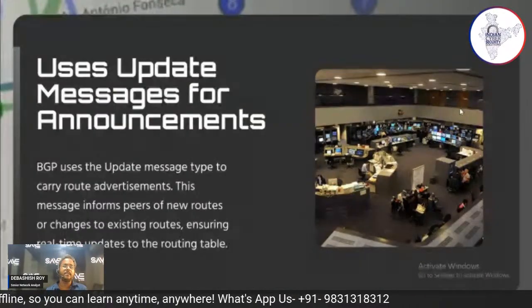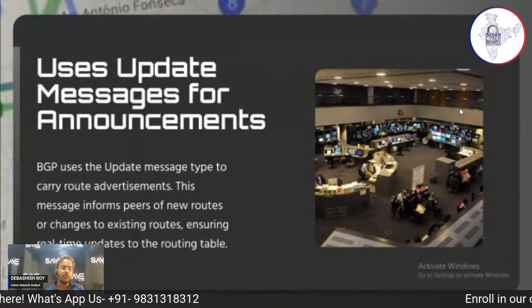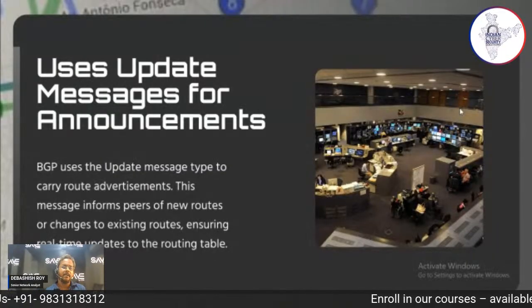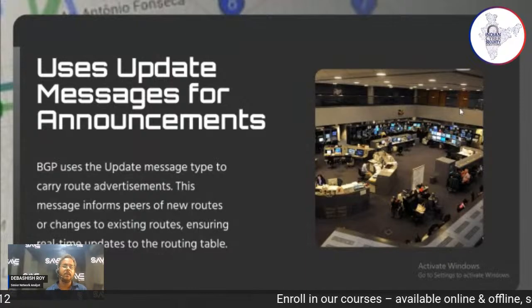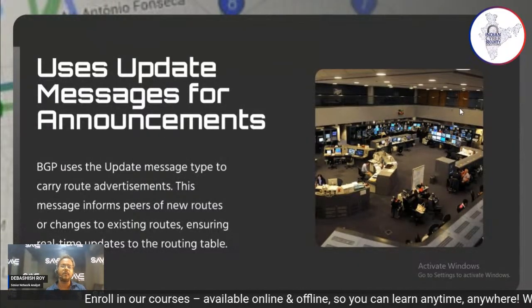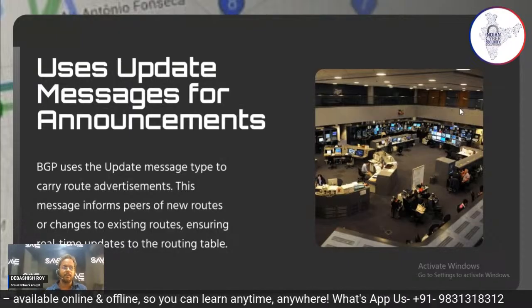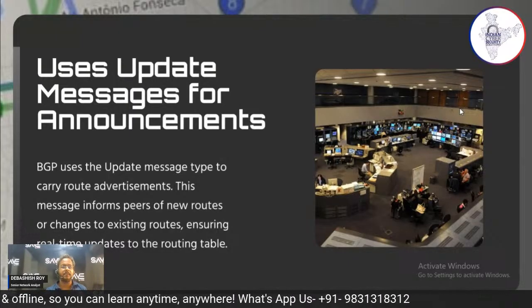Now, it uses update messages for announcements, the BGP update. BGP uses the update message type to carry route advertisements, and this message informs peers of new routes or changes to existing routes. So, unlike OSPF or EIGRP, it is smarter and it does not have the LSA or the multicast updates, but it has the update messages.